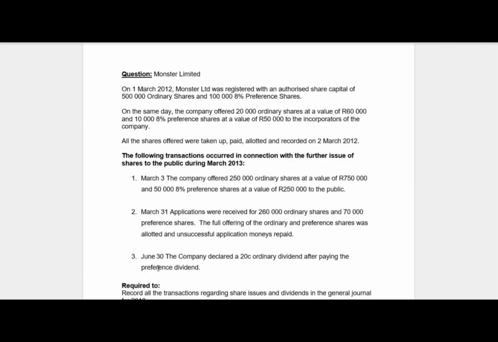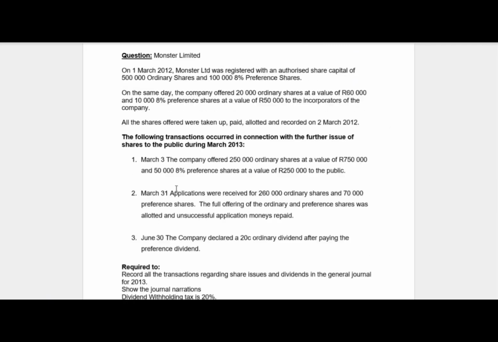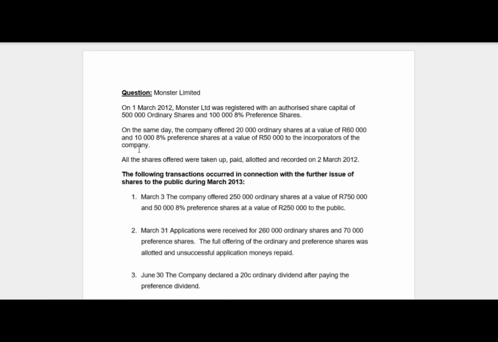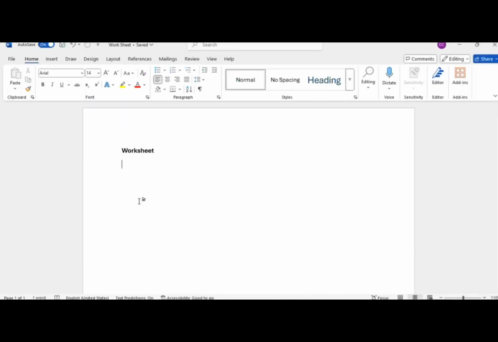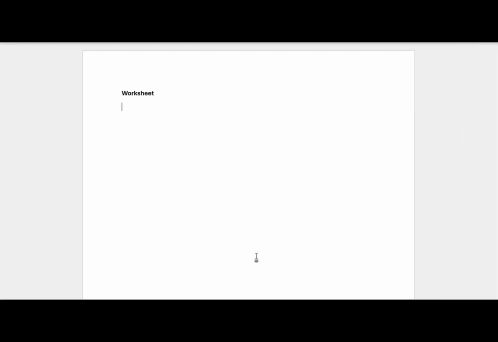So we are given a question here, Monster Limited Company. I want us to just go through the question without any waste of time, and we are going to record this question in the general journal. Here is the answer sheet, and we also have a worksheet where we're going to do some calculations, right?